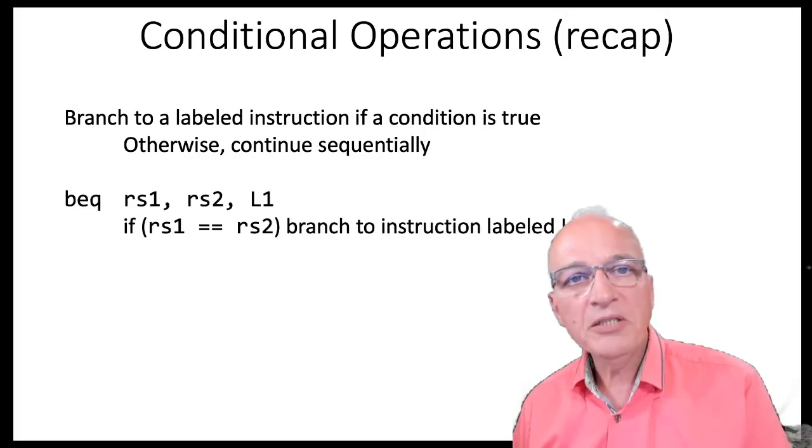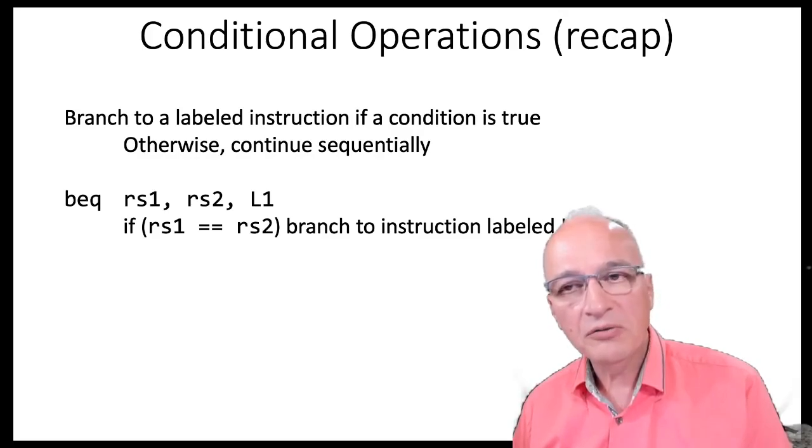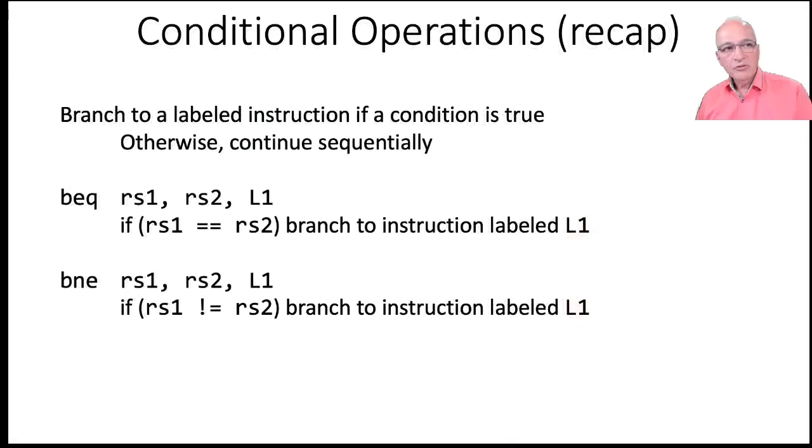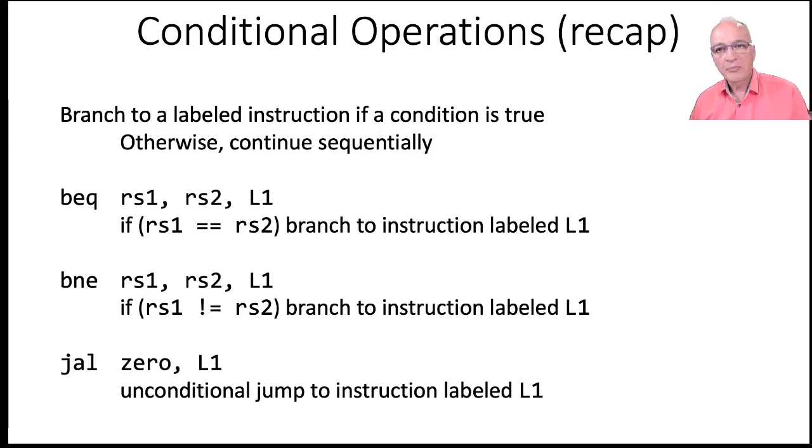An example, a branch equal instruction will jump to the target L1 if RS1 is equal to RS2, otherwise it will execute the instruction that comes immediately after the branch instruction. A variant of that is the branch not equal instruction that will test whether the two values are not equal and will go to the target of the branch if the values of the two registers are not the same.